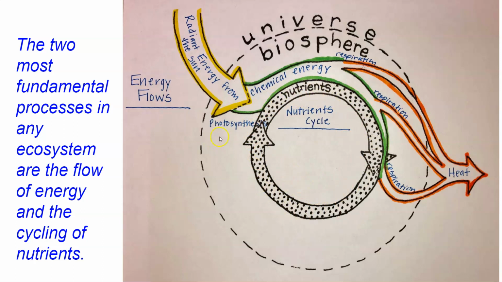Okay, we got two important processes here: photosynthesis, which is turning electromagnetic energy from the sun into chemical energy, and then respiration, which is the opposite of that, turning chemical energy back into heat.